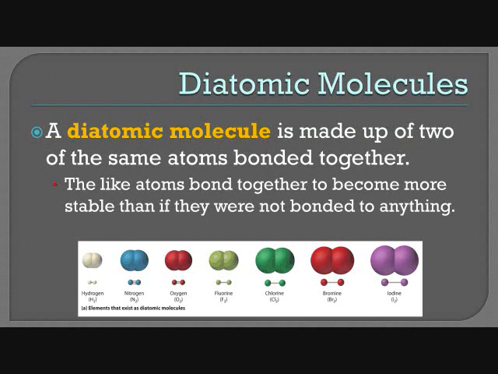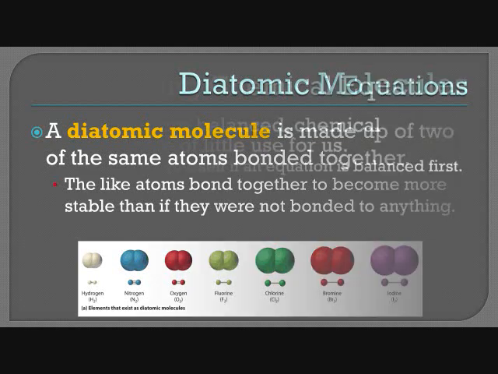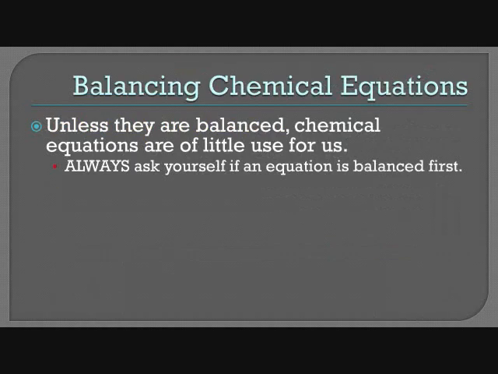Don't forget about diatomic molecules. We call them Hunkel fibers, right? But call them diatomic molecules if you have to answer a question about them. It's the same atom bonded together, and they like to be like this, these 7, because they're more stable if they're bonded than if they were just by themselves. And so these 7, like when we're breathing oxygen gas, it's really O2, not just O. So just remember those 7. I have the poster in the room still.